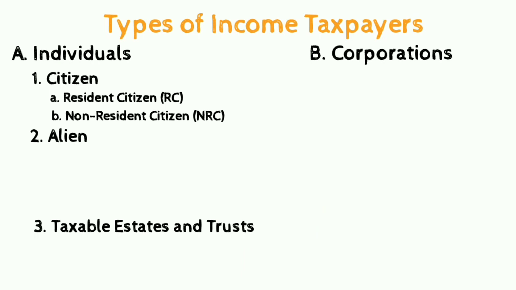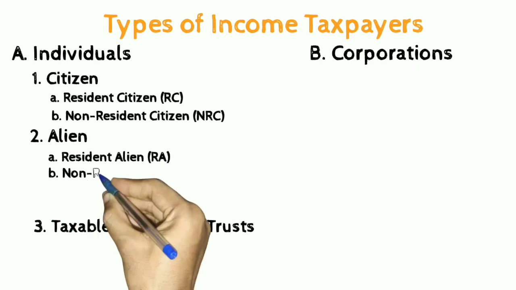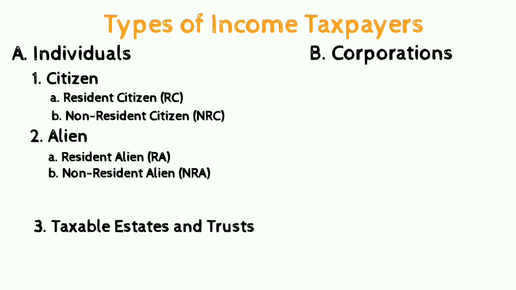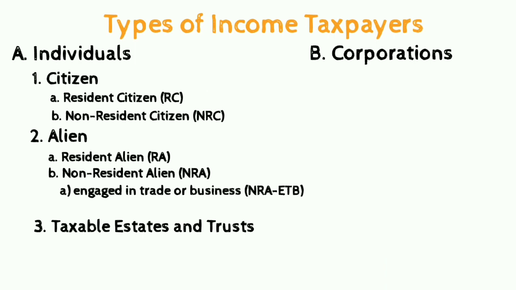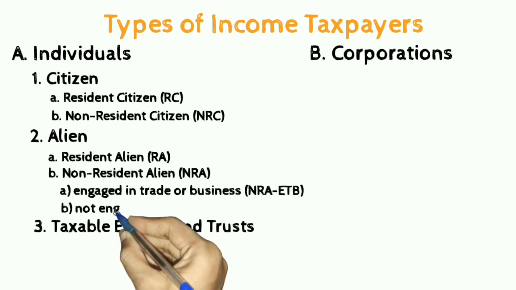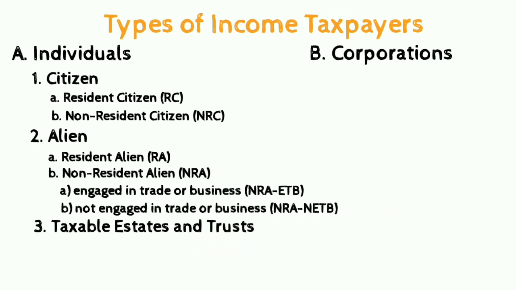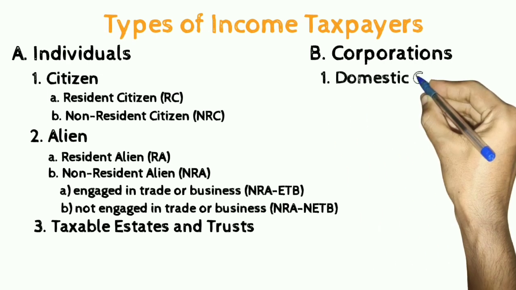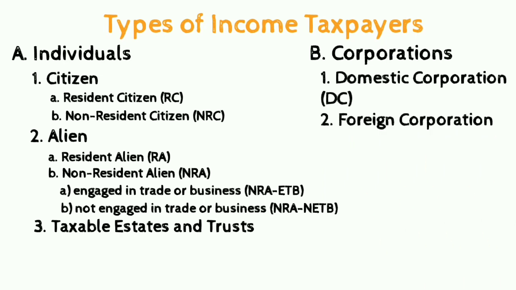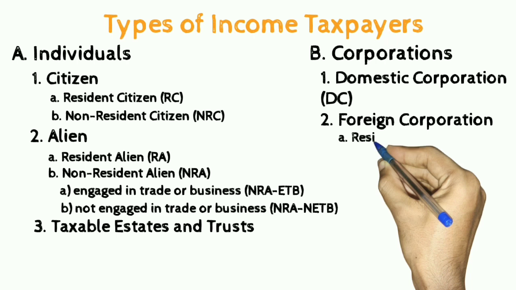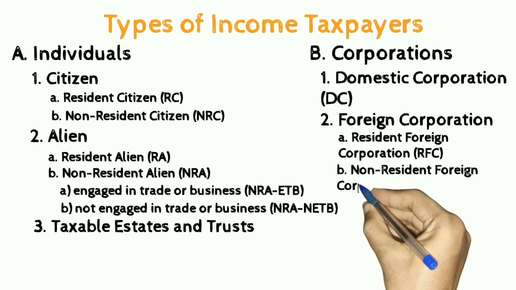There are also two classifications of aliens. They are resident aliens and non-resident aliens. Under the non-resident alien, we have non-resident alien engaged in trade or business, and non-resident alien not engaged in trade or business. Corporations are further classified into two. We have domestic corporation and foreign corporation. Under the foreign corporation, we have resident foreign corporation and non-resident foreign corporation.